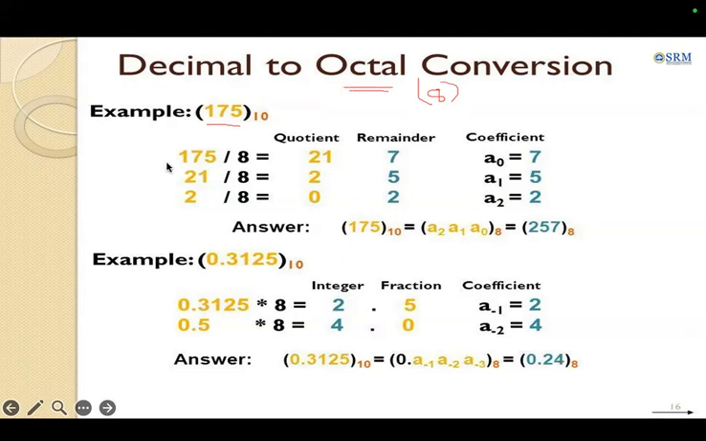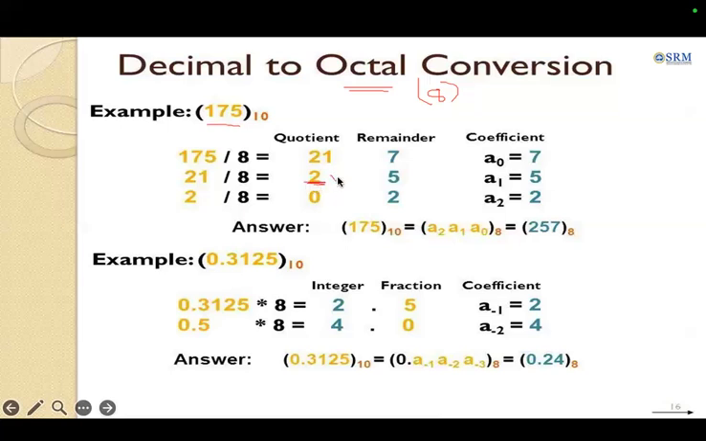For converting the integer part, you have to divide the decimal number by 8 until you get a quotient which is less than 8, or until you get 0. Take the last remainder first while writing your octal value. So 175 divided by 8 leaves a remainder of 7. That will be the coefficient A naught, and the quotient is again divided by 8 because it's not less than 8. Dividing again gives a quotient of 2, which is less than 8, so you can stop here.